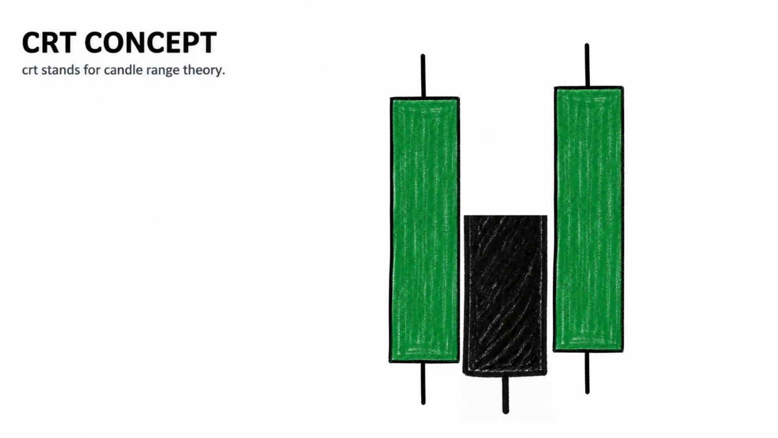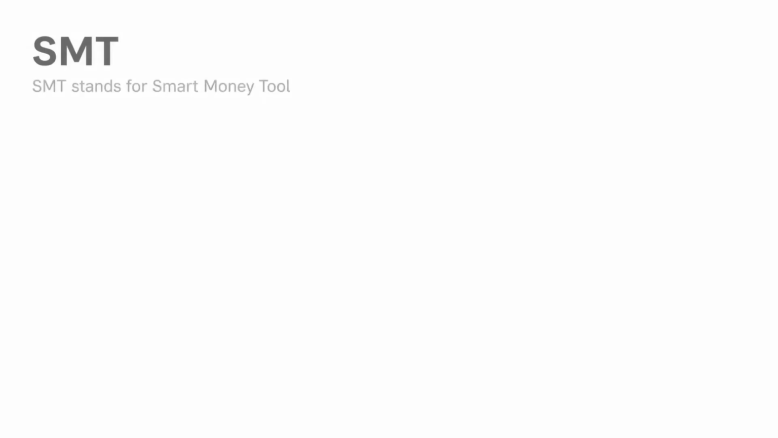This is where confluence comes in. You need additional factors that support your idea. Without them, you're just guessing. The first and probably the most important factor is SMT Divergence. This alone can completely change your win rate if you understand how to use it properly.